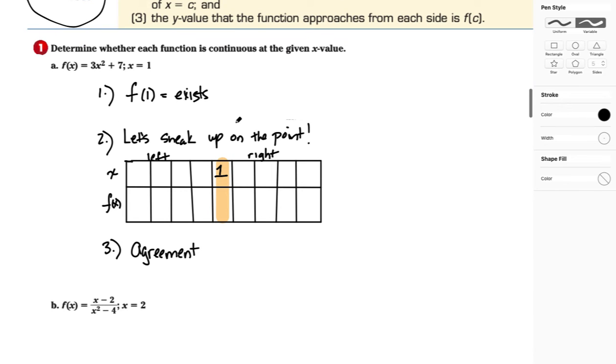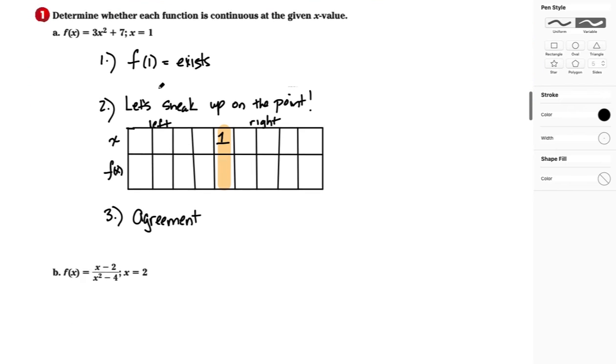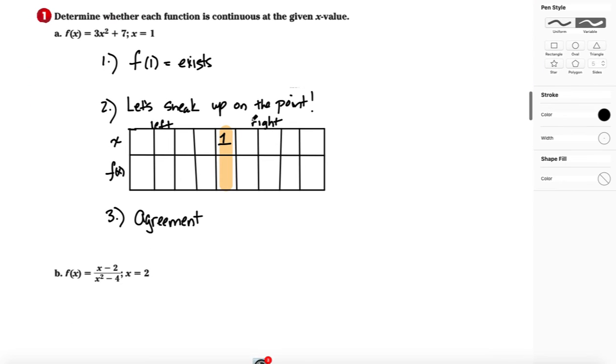Okay, so in order to do this, I wanted to set up an opportunity for us to do the 3 things that we have to do for a continuity test. So the first thing is to prove that f of 1 exists, because we're trying to prove that this function is continuous at 1. So to prove that it exists, we plug 1 into the equation, and then we come up with the value. So f of 1, or the value of the function at 1, is 10.